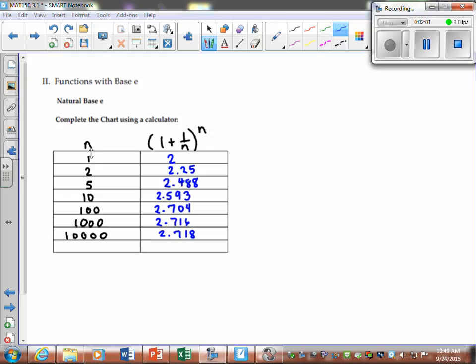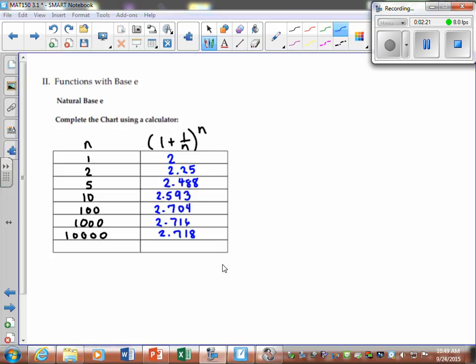Okay, if we evaluate n at 1, let me just go through one of these with you. That would be 1 divided by 1 is 1. 1 plus 1 is 2, so this entire thing is 2, raised to the first power is 2. Basically I just plugged all these values into this function, and this is our result.